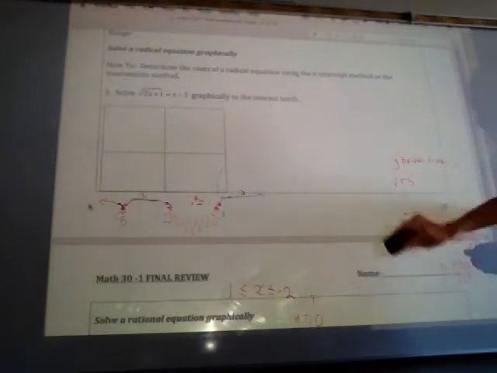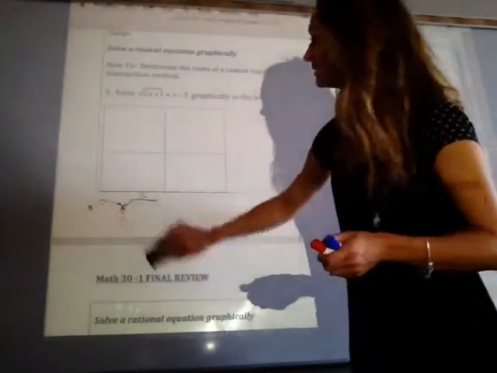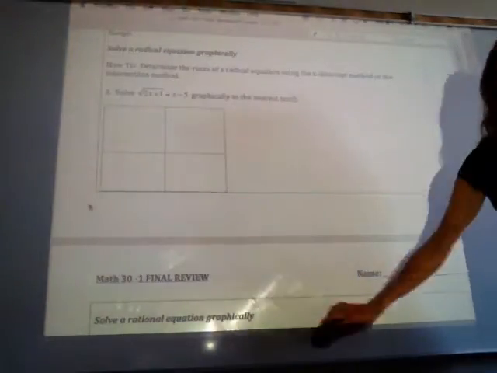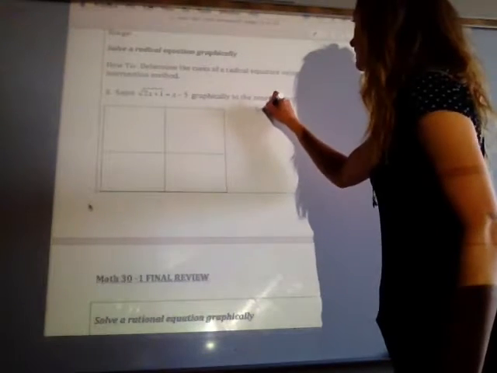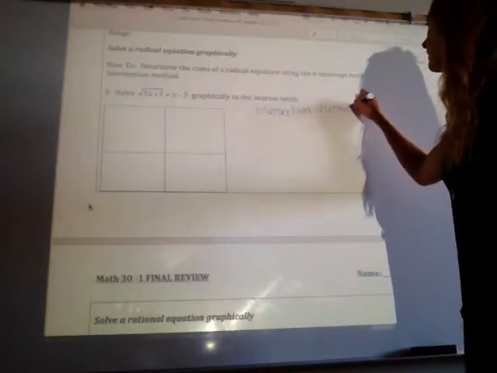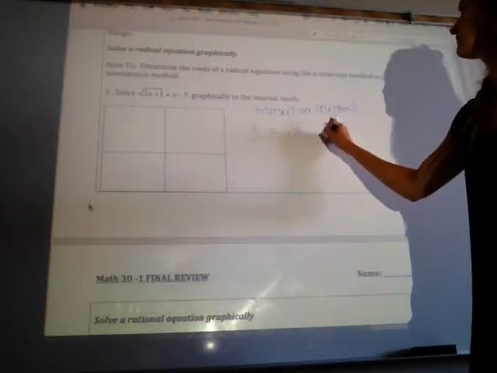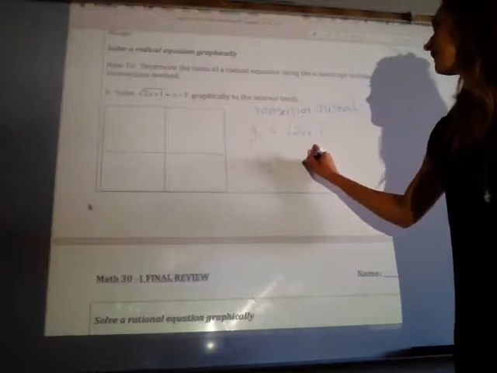Now, algebraically, you guys were tested on this quite a bit in Math 20. But in Math 30, you're mostly just looking graphically. So there's two different methods. You can use the intersection method and the x-intercept method. Let's just pick one. Let's do the intersection method. y1, that's going to be the left-hand side, square root of 2x plus 1. And y2, I'm going to let be x minus 5.